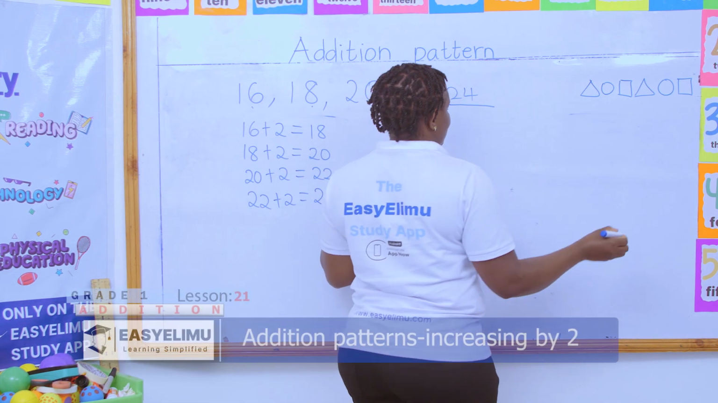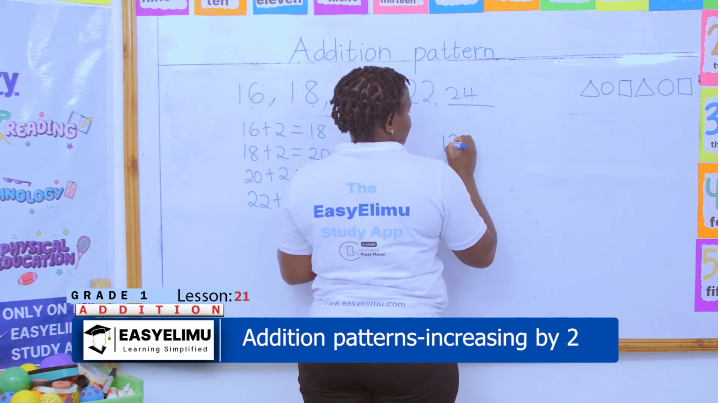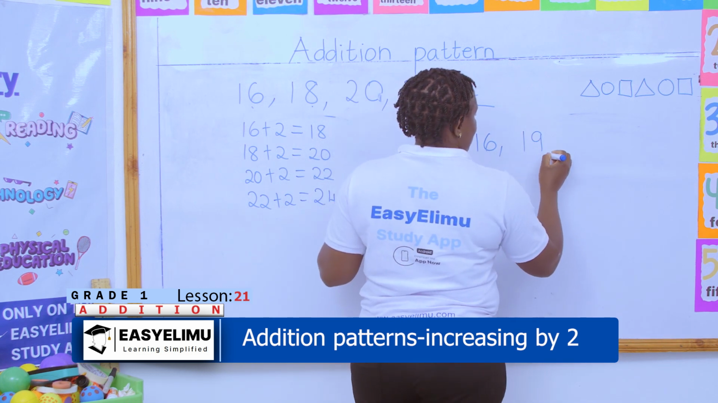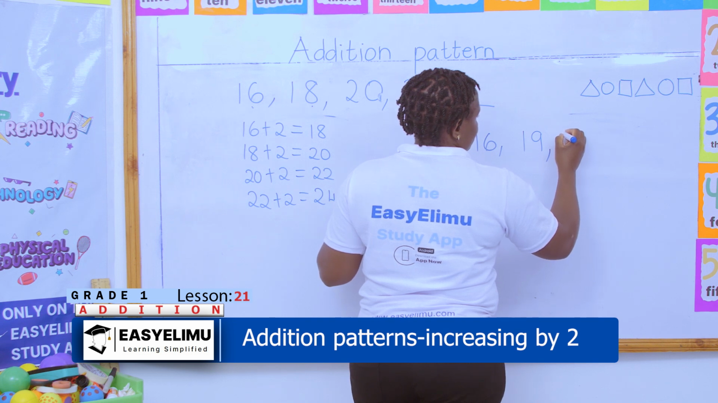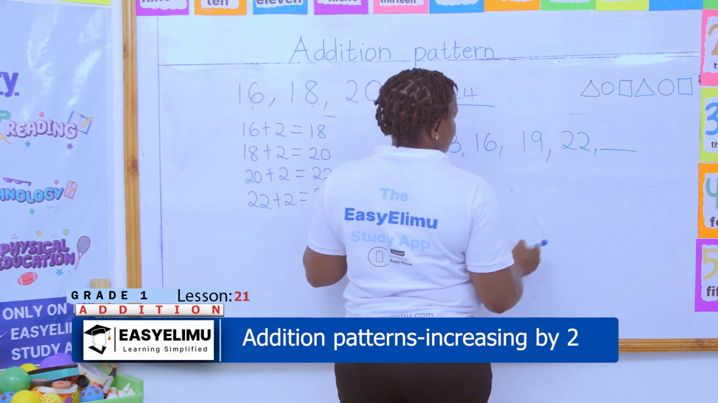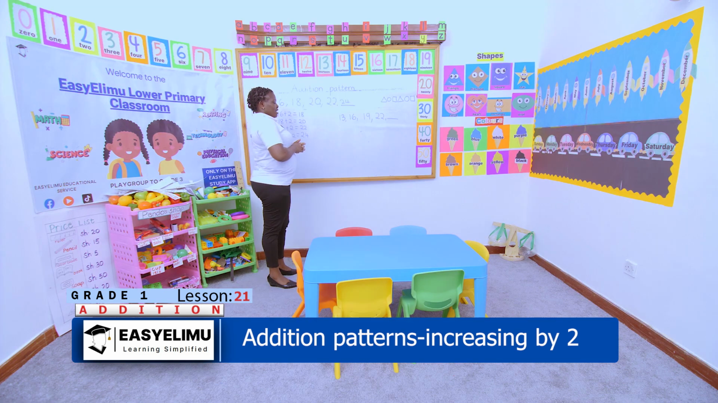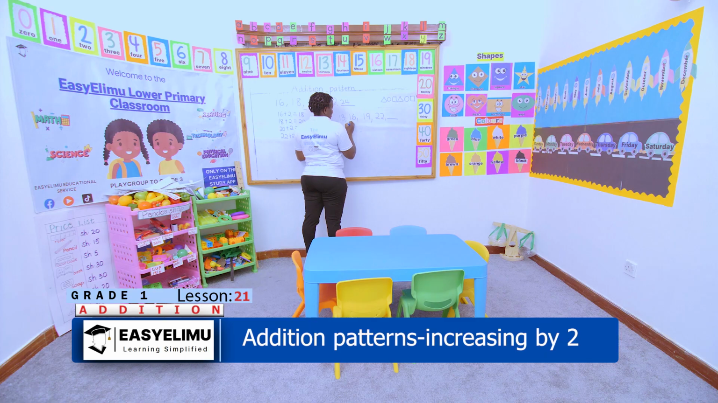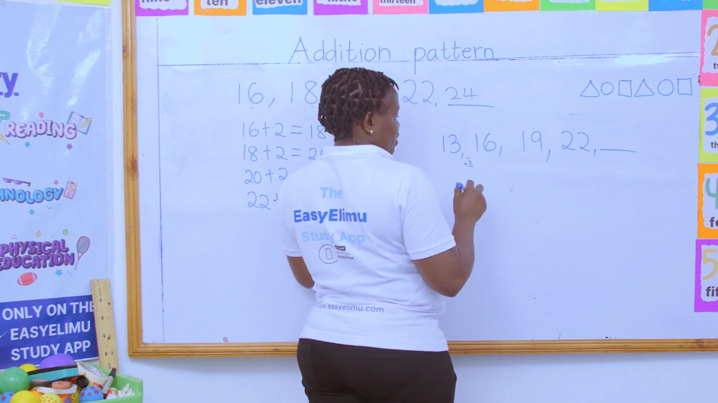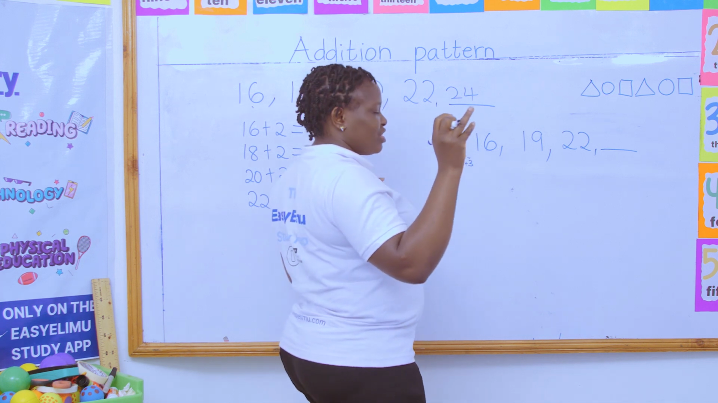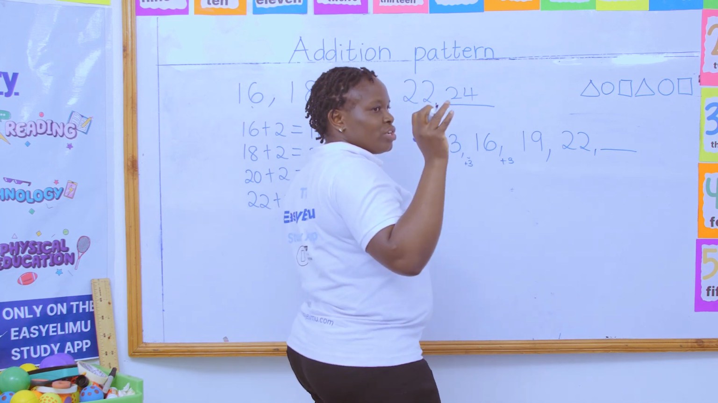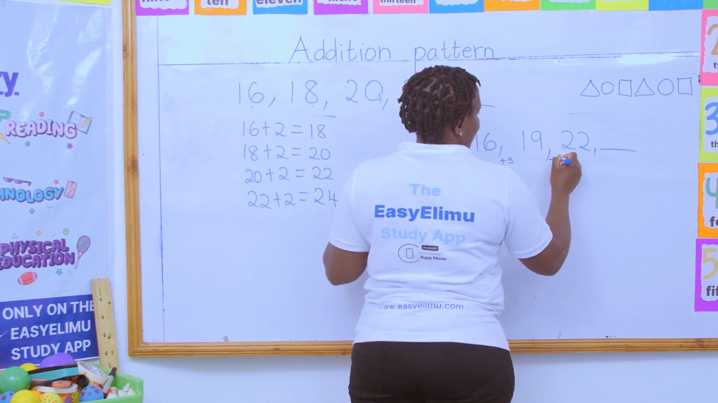What if the number appears like this? Fill in the missing numbers. Count on. From 13, we continue 13, 14, 15, 16. So we realize that in between, they added a 3. Then I go 16, 17, 18, 19. They also added a 3. Then 19, 20, 21, 22. They also added a 3.